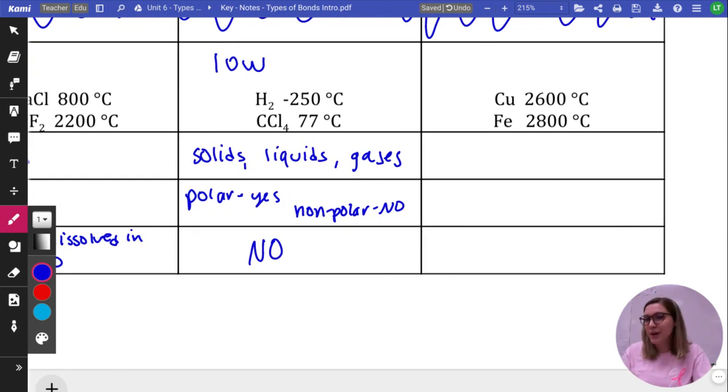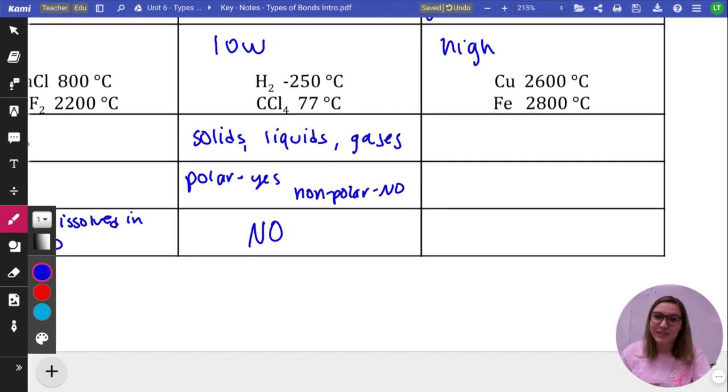Last but certainly not least, let's talk about metallic bonding. Metals also have really high melting and boiling points. It takes a lot of energy to melt or boil them. Metals are typically going to be solids at room temperature. There's one exception to that, and that is mercury, which is Hg. Mercury is a liquid at room temperature.